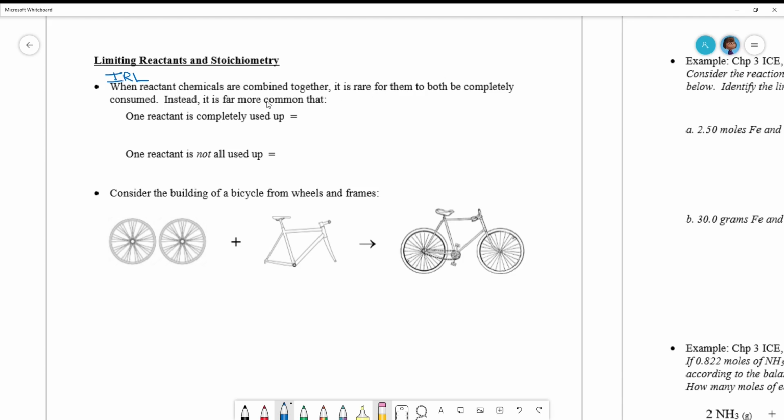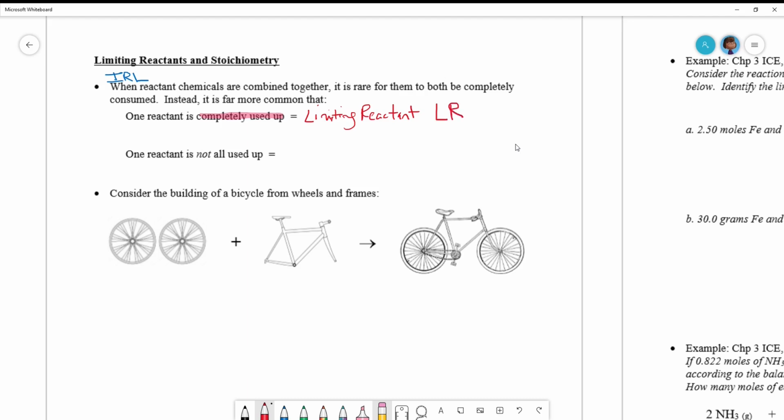Instead, something else is far more common in real life. And that is that one reactant is completely used up and the other reactant is not completely used up. So you may remember that the reactant that is completely used up is called the limiting reactant. And typically the abbreviation I use for limiting reactant is LR.